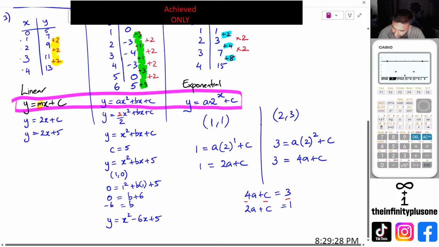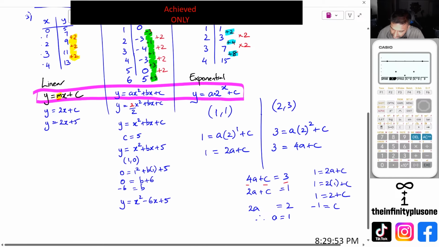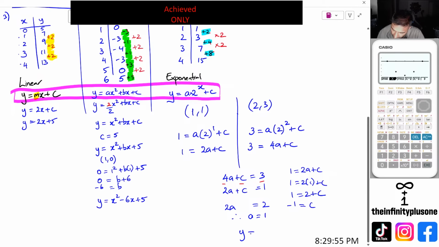When you do that, you're going to get 4a minus 2a is equal to 2a, c minus c is 0, and 3 minus 1 is 2. Therefore, a is equal to 1. And if a equals 1, because we got 1 equals 2a plus c, 1 equals 2 times 1 plus c, you're going to get 1 equals 2 plus c, and c is equal to minus 1. So the equation for the exponential would be y is equal to 2 to the power of x minus 1.